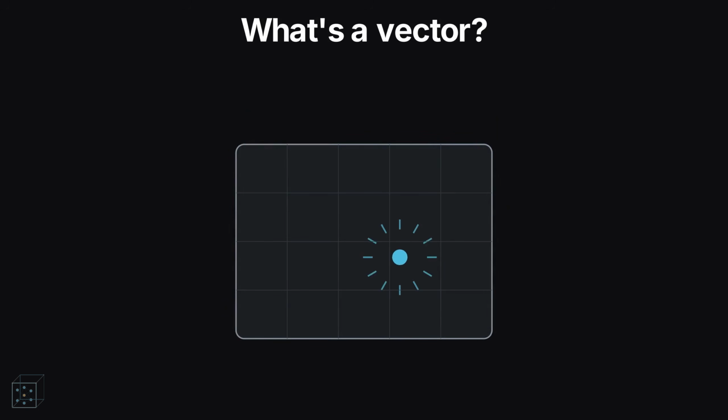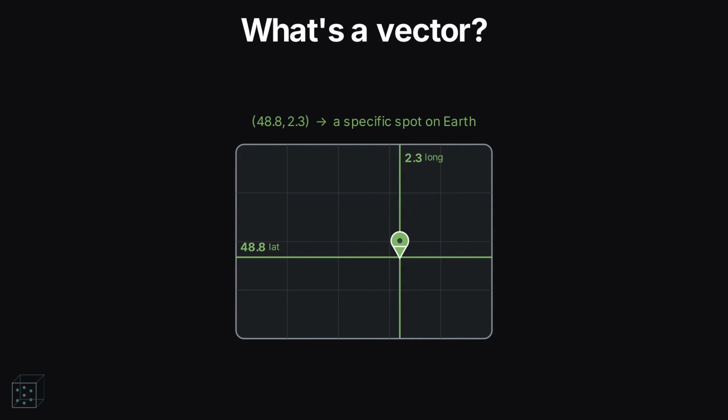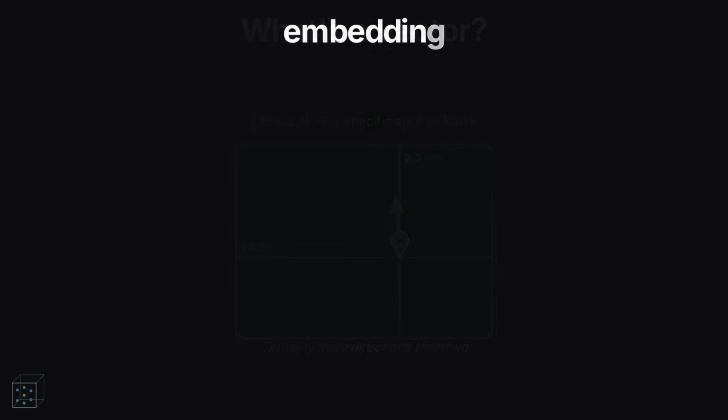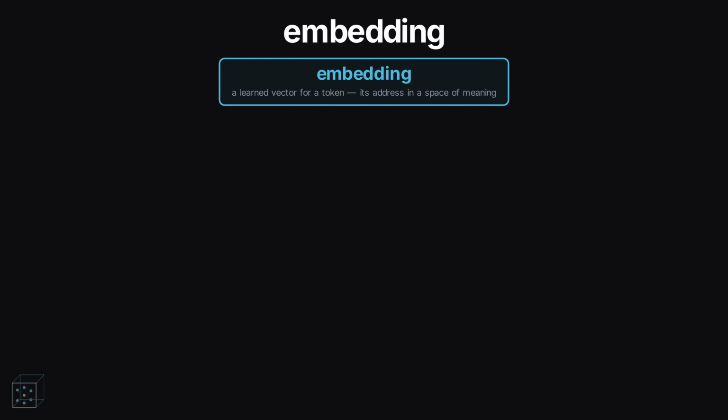2 numbers place a dot on a flat map, left, right, and up, down. 3 numbers place it in a room. Real example, like a map pin, 48.8, 2.3 isn't random, it's a specific spot on Earth. A vector is a pin, just in many more directions than 2. And the embedding is the move that hands every token its own pin.